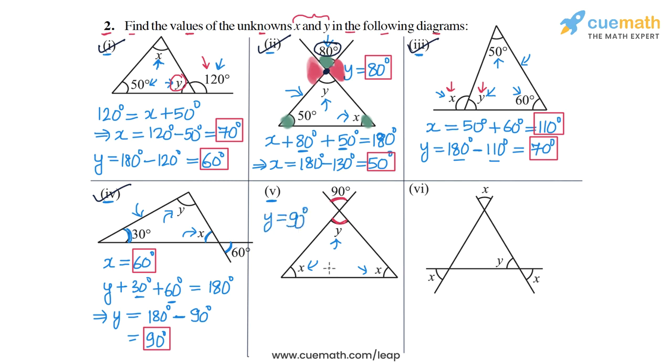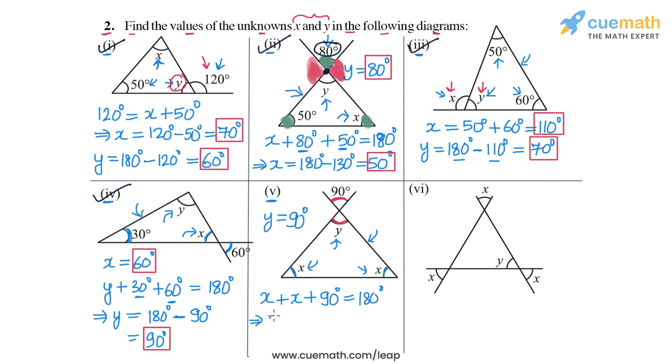And now to find x, we can apply the angle sum property to this triangle. We can say that the sum of its interior angles will be 180 degrees. So x plus x, these two angles x and x, plus the third angle y, which we have calculated as 90 degrees, this will be equal to 180 degrees.